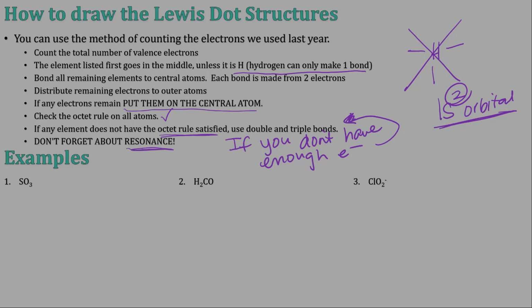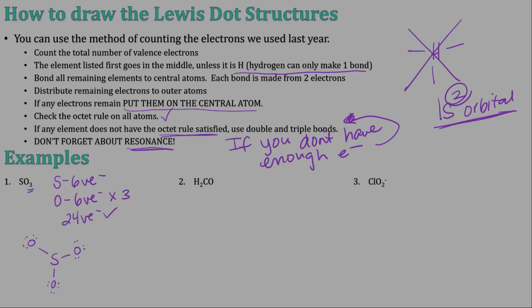So my first example is SO3, and sulfur has 6 valence electrons. Oxygen also has 6 valence electrons, but we're going to multiply that by 3 because there are 3 oxygens. So that would be 24 valence electrons total. I'm going to put sulfur in the middle and bond my oxygens to it. And I've got 2, 4, 6 electrons out there already because there's 2 electrons in each bond. 8, 10, 12, 14, 16, 18, 20, 22, 24. So that's 24 electrons, and I don't have any more electrons to put out there.